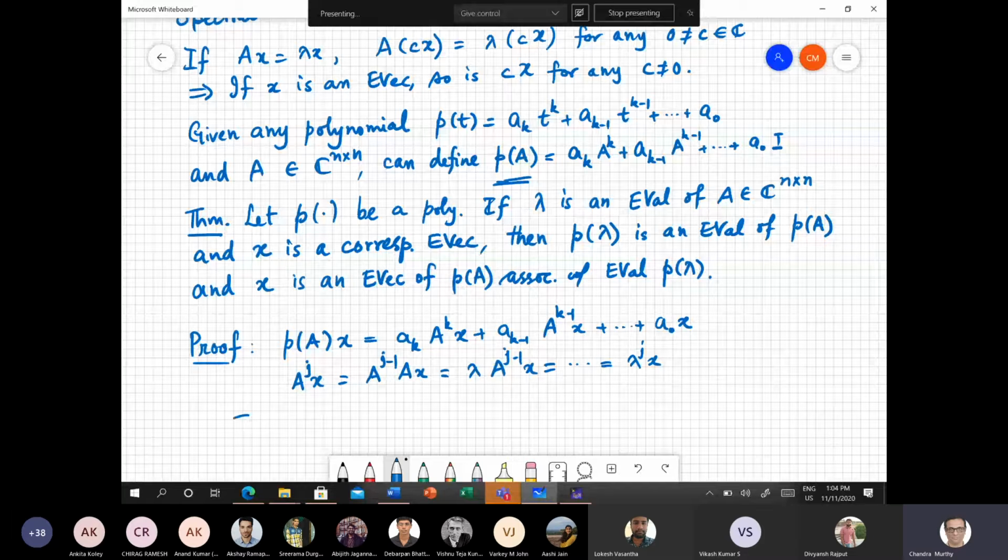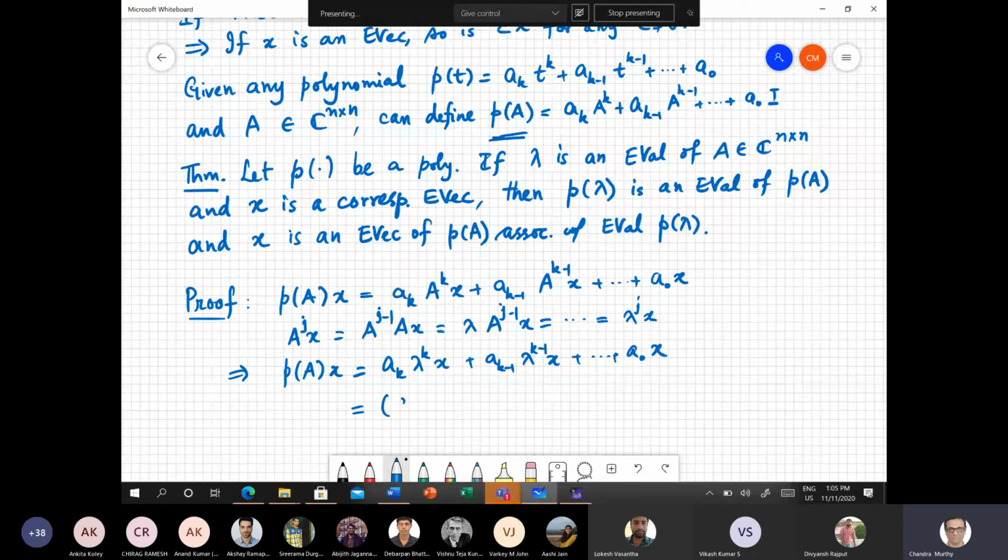So that means that p(A) times x is equal to lambda to the power k times x here, and lambda to the power k minus 1 times x here, and so on. So it becomes a_k lambda^k x plus a_{k-1} lambda^{k-1} x plus etc. plus a_0 times x, and x is multiplying all these terms, so I can pull it out and write this as a_k lambda^k plus a_{k-1} lambda^{k-1} plus etc. plus a_0, times x, and this is nothing but p of lambda. This polynomial evaluated at the number lambda, times x.